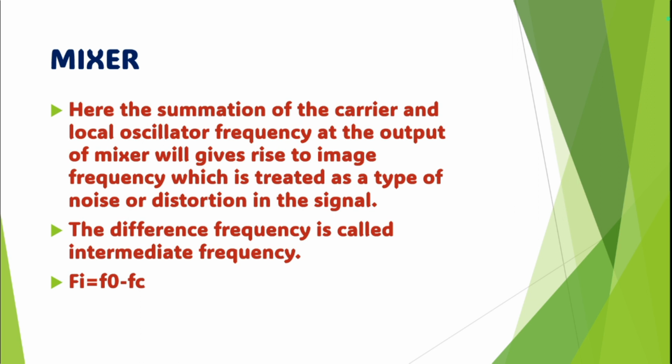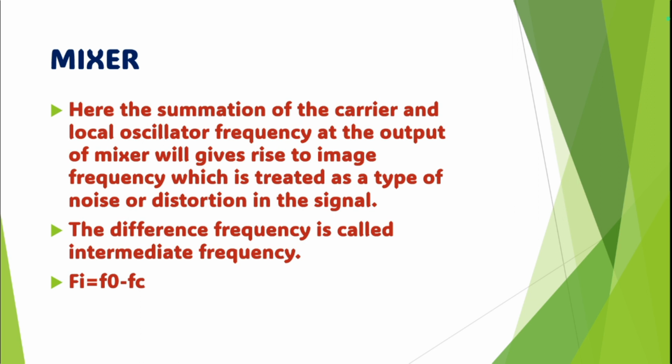Here, the mixer stage is used to change the received frequency to an intermediate frequency. The summation of the carrier and the local oscillator frequency at the output of the mixer will give rise to the image frequency. Here it is treated as a type of noise or distortion in the signal. The difference frequency is called the intermediate frequency.